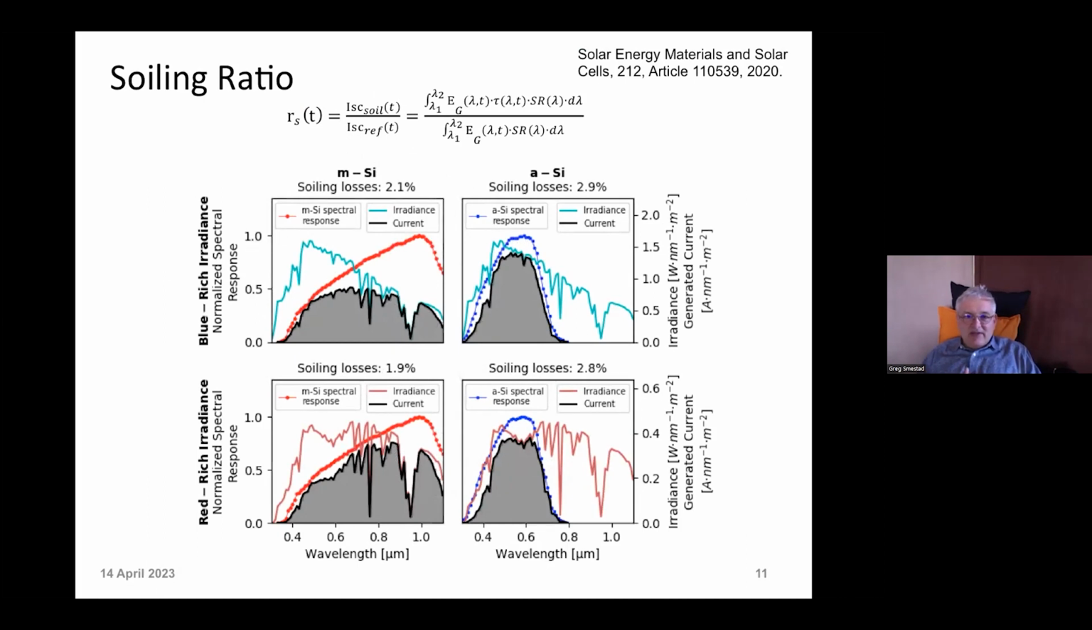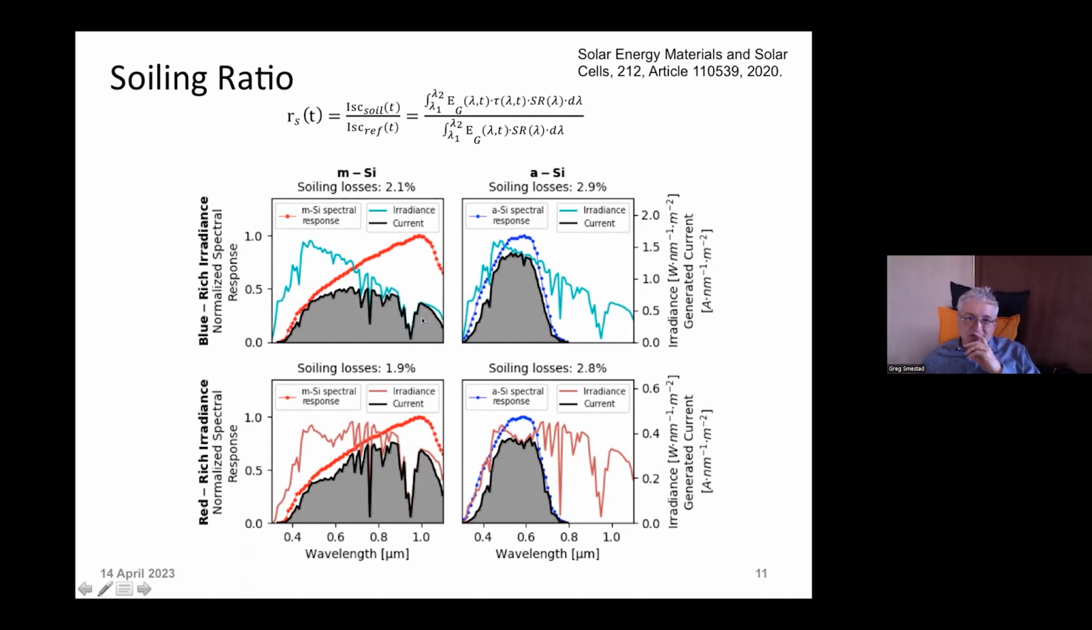Leonardo and I put these together for the soiling ratio for amorphous silicon on the right and monocrystalline silicon on the left. And we could look at these aspects of this equation. We can have the irradiance in one case, which might be one time of the day, blue rich, for instance, at noon, where there's very little losses from the atmosphere itself, or red rich at the morning or at sunset. And we can look for monocrystalline silicon here on the left side, and the quantum efficiency or the spectral response here.